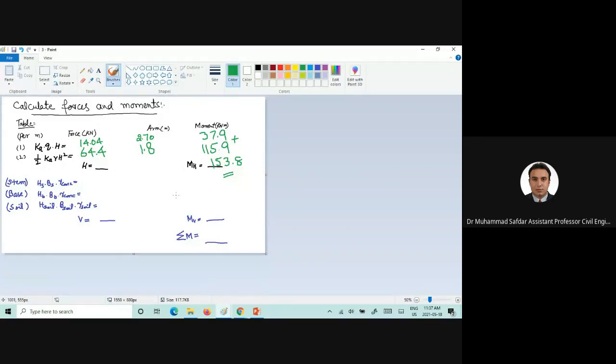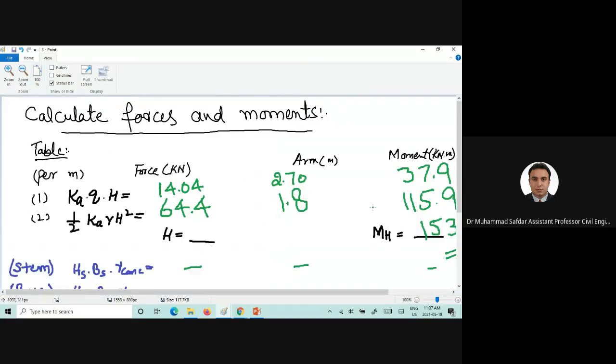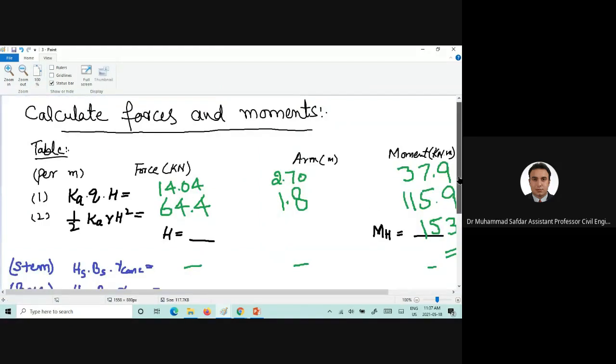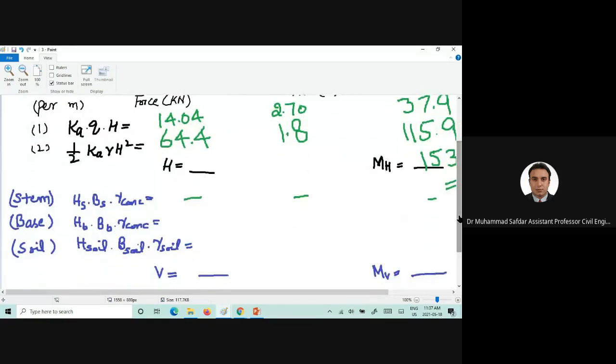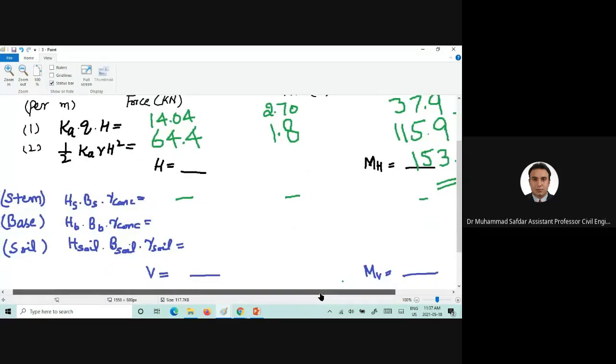Now we also need to find the vertical moments as well. But before finding the moments due to the vertical forces, we need to find the vertical force and the lever arm, and then we will move towards the moments. So this is the stem, the base, and the soil. The vertical forces would be exerted onto the retaining wall due to the stem, base, and the soil.